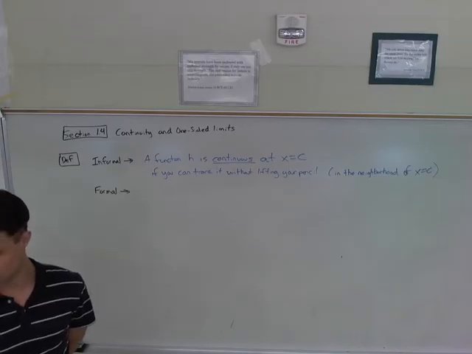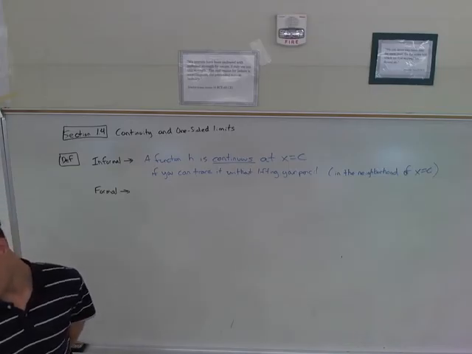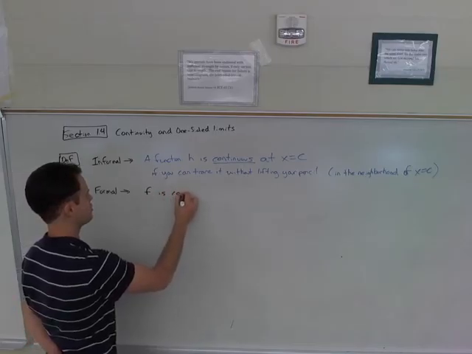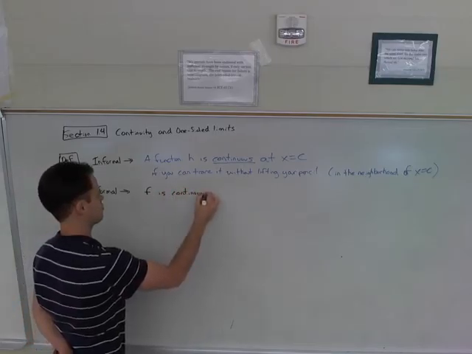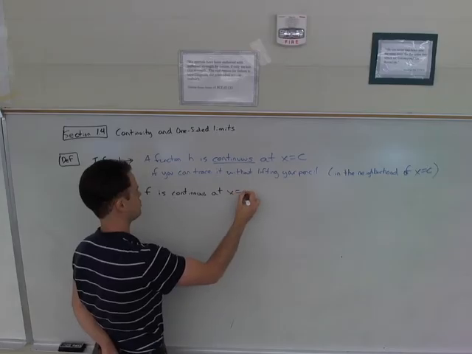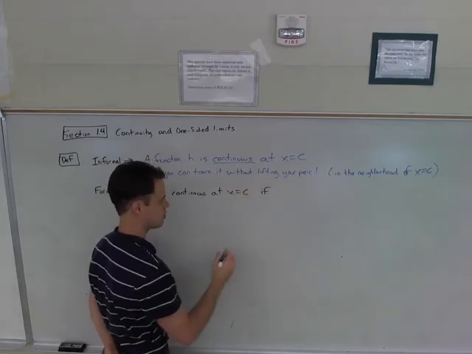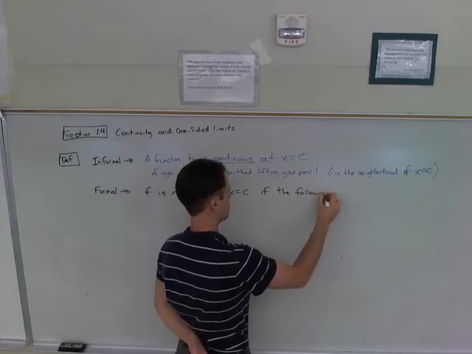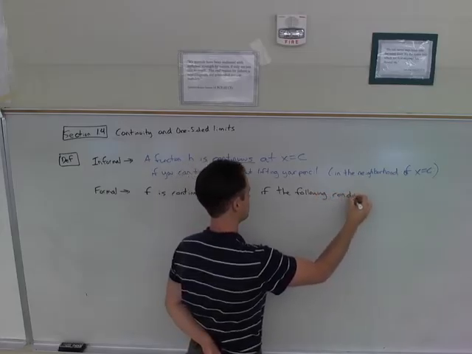Okay, formal definition. Now, let's just say this. So f is continuous at x equals c if the following conditions are met. Remember how many conditions there are? 3. Yep.